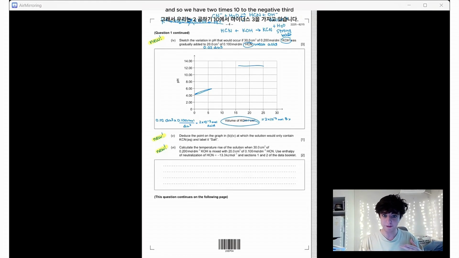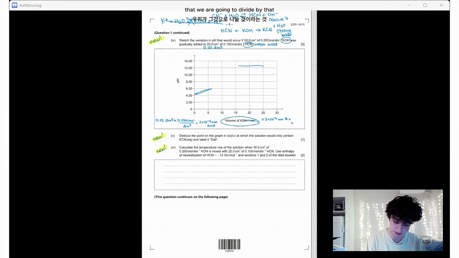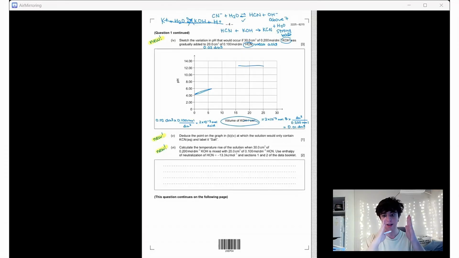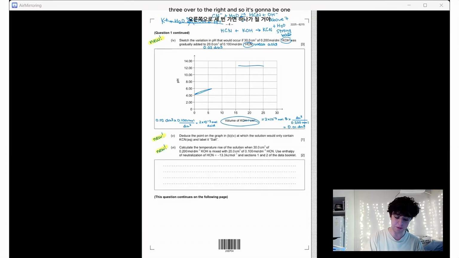And so we have 2 times 10 to the negative third moles of base, and we have 0.2 concentration. Then we are going to divide by that because we want our moles to cancel out to get decimeters cubed. So 2 times 10 to the negative third divided by 0.2 gives us the decimeters cubed of base that we need to neutralize. So at our equivalence point, it's going to be 0.01 decimeters cubed. However, our axes have centimeters cubed, so we're going to move that decimal place 3 over to the right, 1, 2, 3. So that's going to be 10 centimeters cubed.